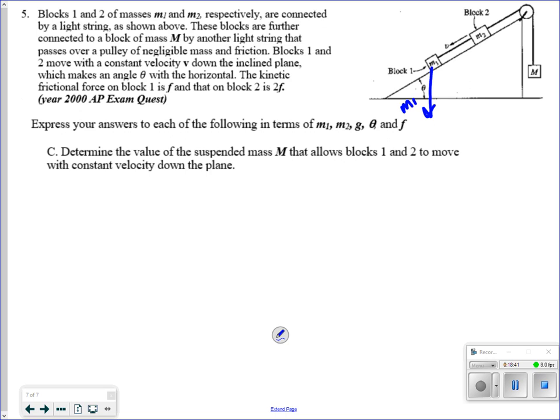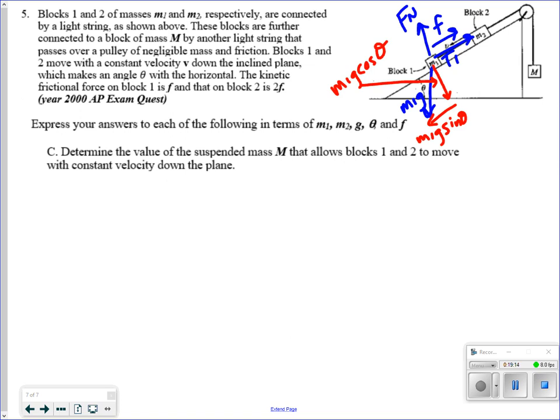Alrighty, M1G, normal force, T1 and little f. All right, we've got these guys, M1G sine of theta. Oh, I'm going to run out of room. I'm just going to draw an arrow. M1G cosine of theta. All right, since we've got those, we'll be good there.